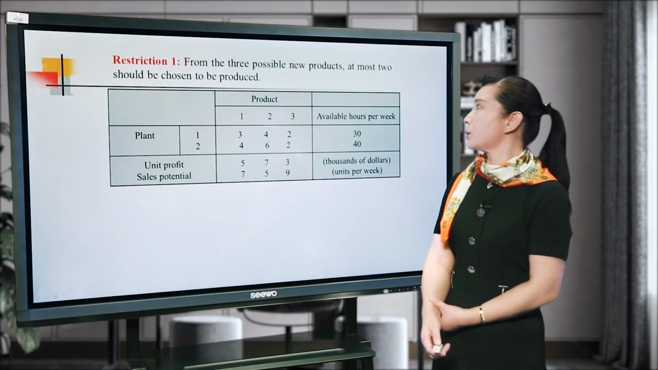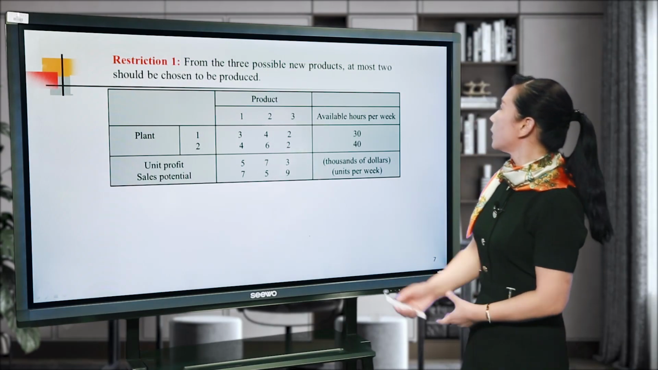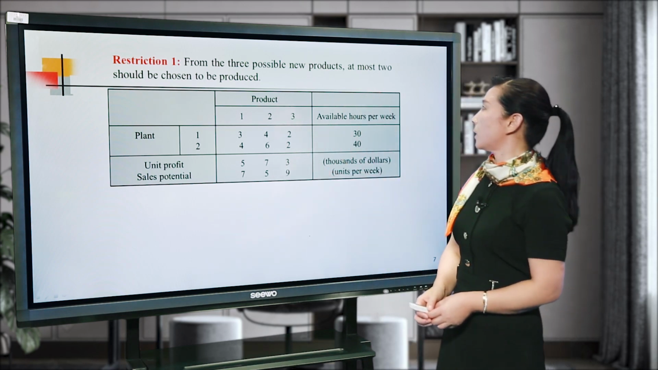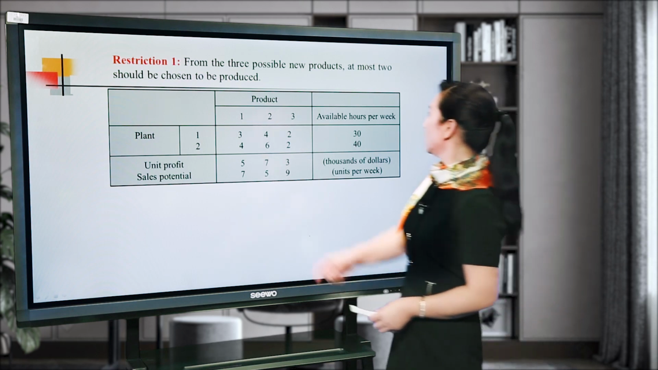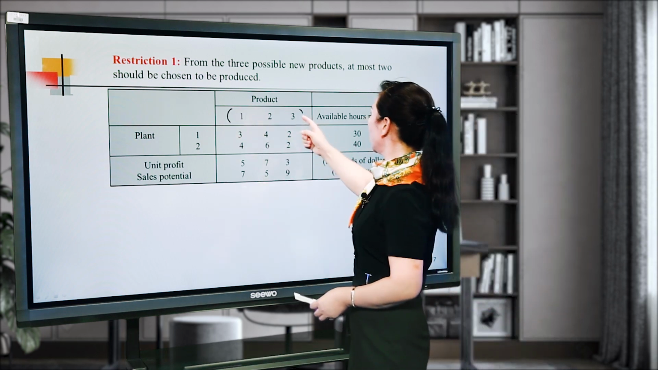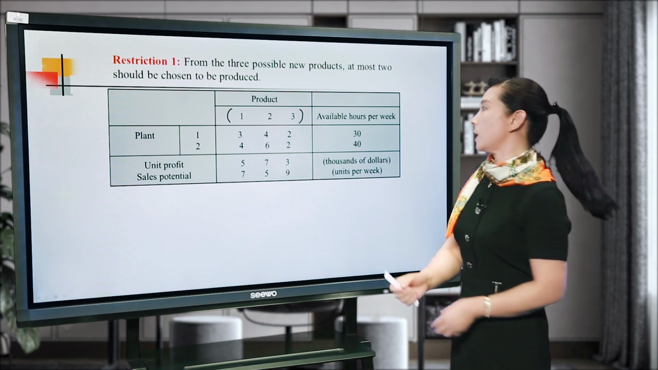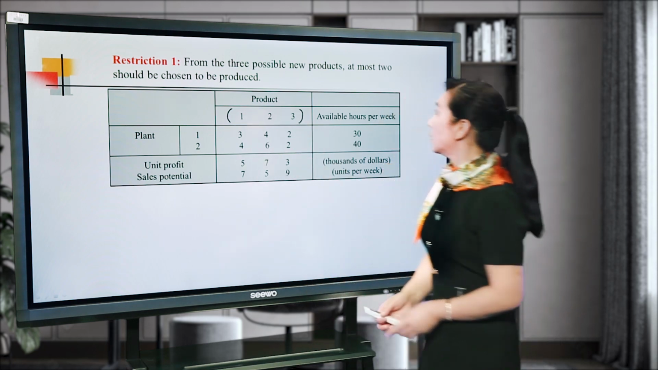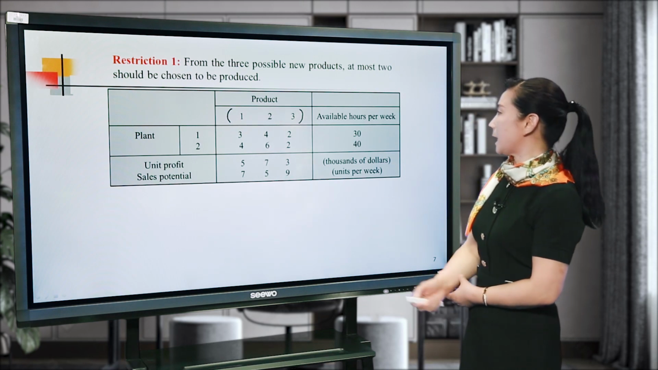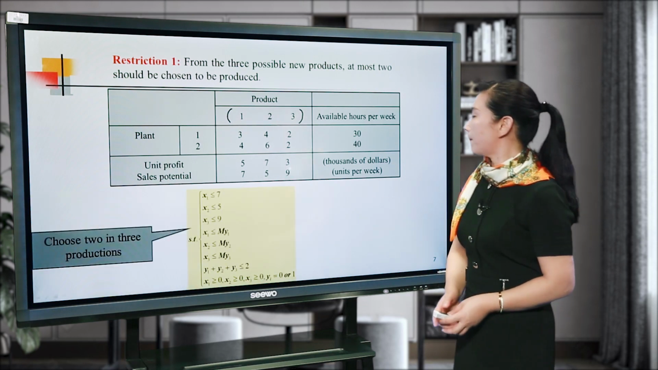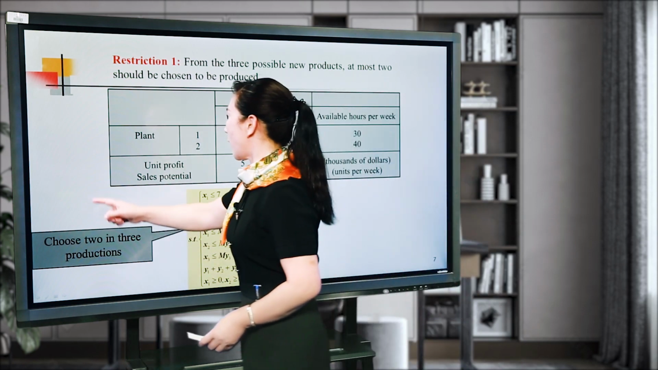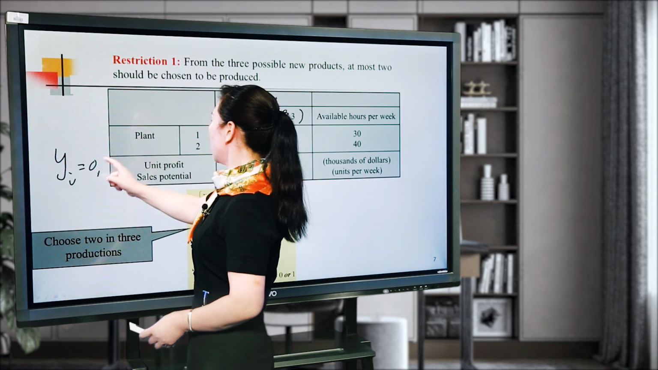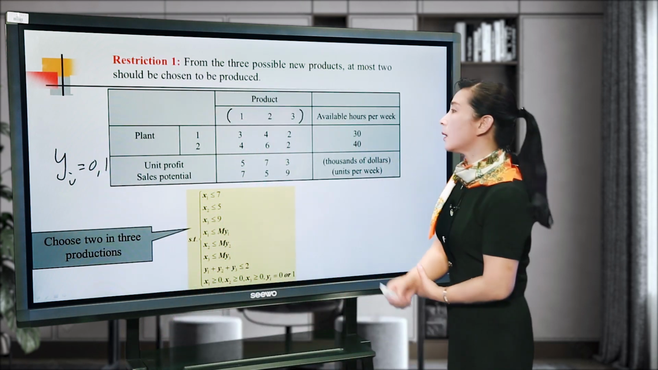Now we think about restriction 1. From the 3 possible new products, at most 2 should be chosen to produce. That is, among these 3 products, we only choose 2 to produce. We want to express this restriction. We set decision variables yi. yi is 0 or 1 and is a binary variable.